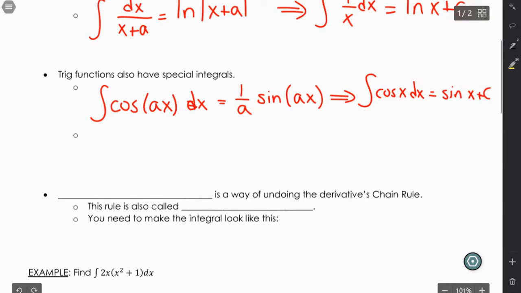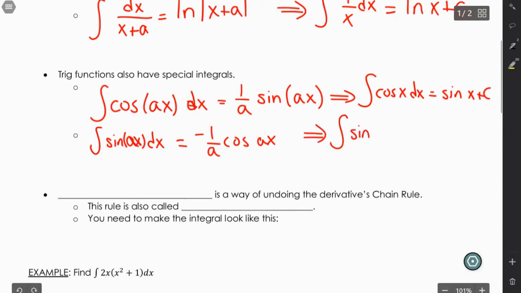Then the integral of sine ax dx is -1 over a times cosine ax. And the most basic one, where a is equal to 1, the integral of sine x dx, is negative cosine x plus c. And remember, with trig functions the x is often a theta, so your variable of integration would be theta.